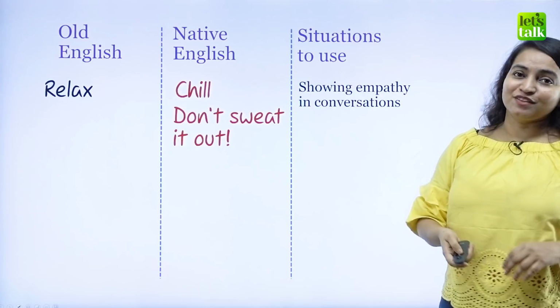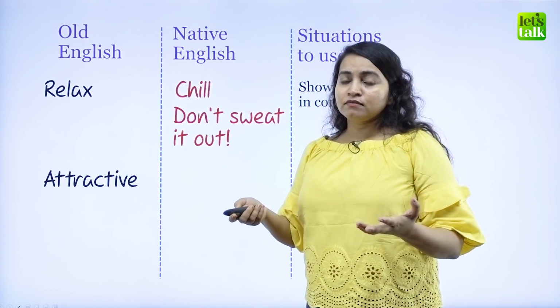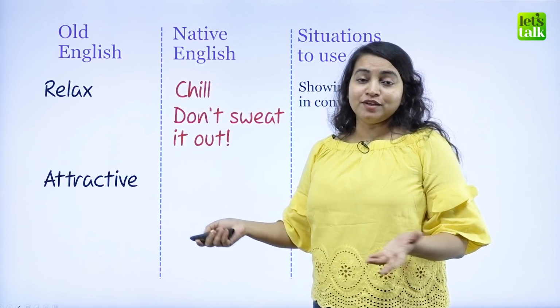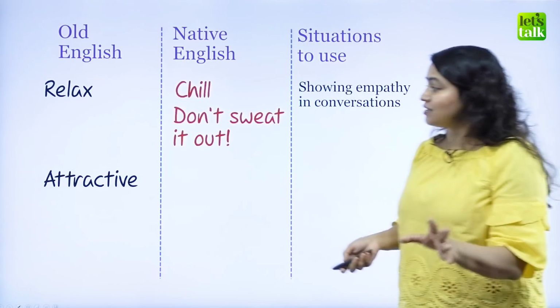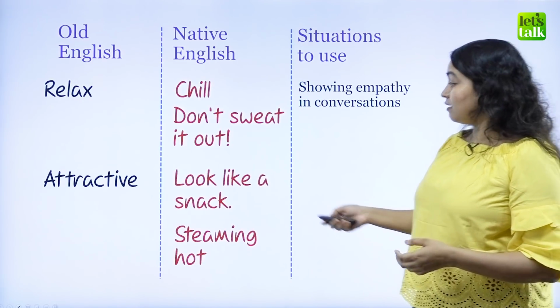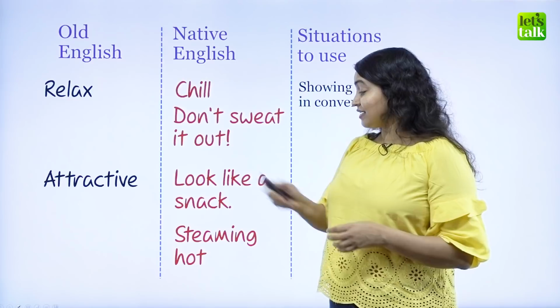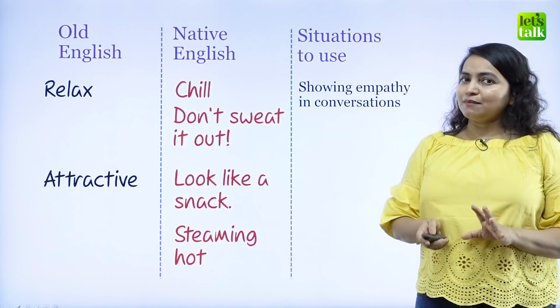Okay, those are native English phrases. Now, if someone is attractive, it's a good word to use, right? You could say attractive or good looking, but native English speakers have a more casual way of saying it. They may say, oh, you look like a snack today. You're wearing a lovely dress. You look like a snack. Or, you look steaming hot.